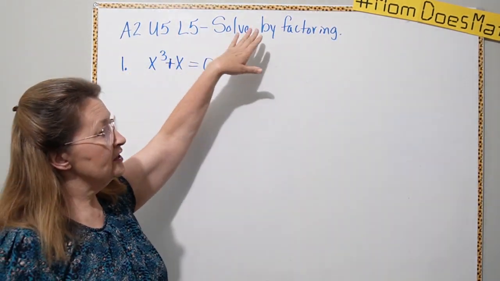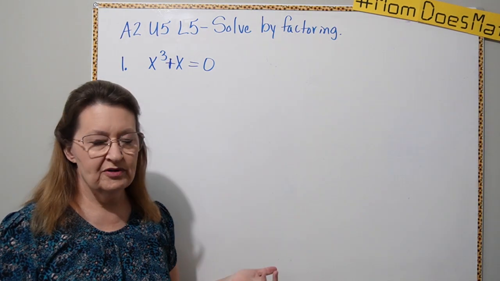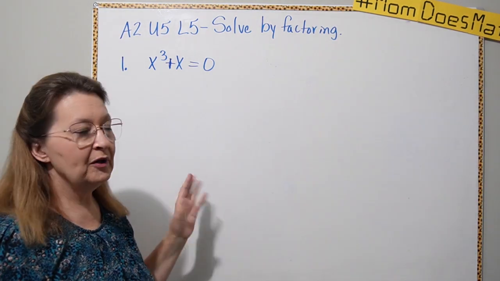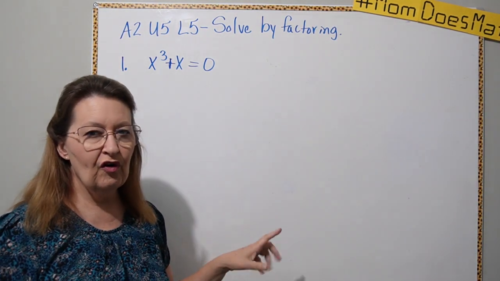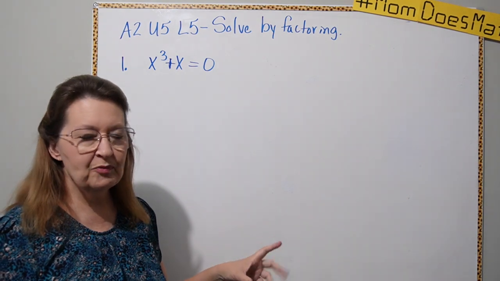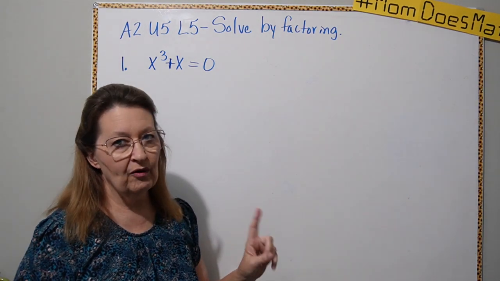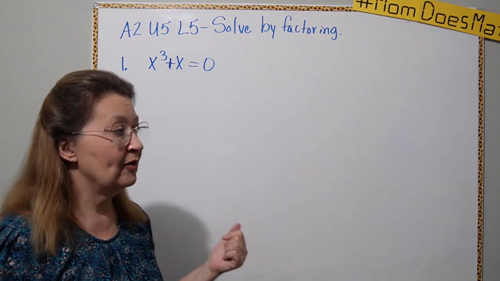A2U5L5, and we're going to solve polynomials by factoring now. This is probably going to be a review for a lot of you, but there are some concepts embedded in these problems that will be a good spiral. It may be things that you haven't seen for quite a while.